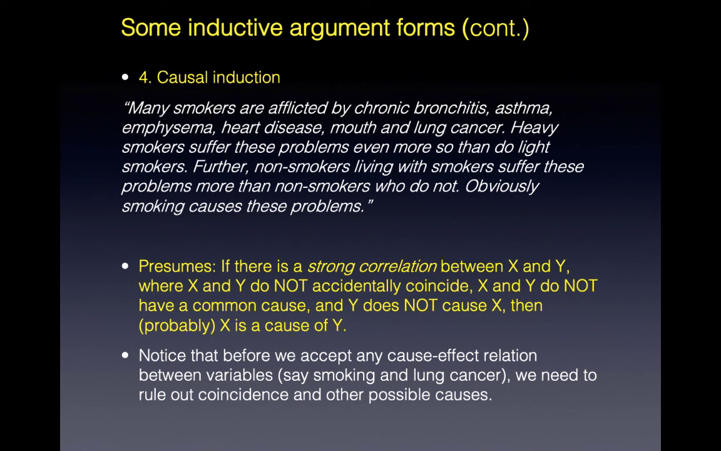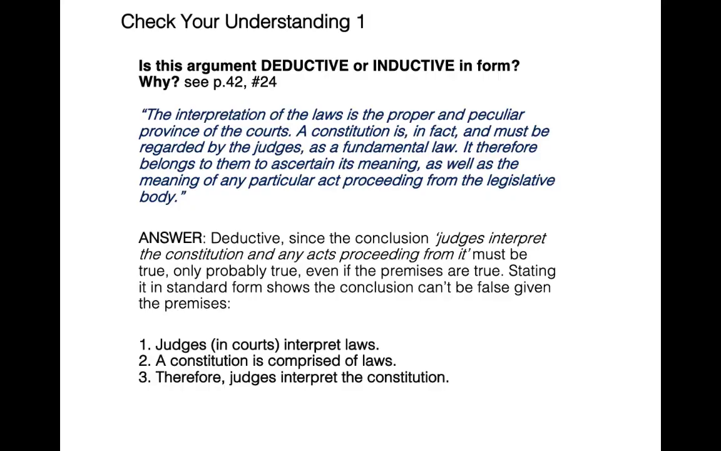What we can do, though, is start thinking probably X is a cause of Y as long as we are able to eliminate the other more simple explanations. This is sophisticated. I'll get back to this in chapters 10 and 11 on causal reasoning and scientific reasoning. Notice that before we accept any cause-effect relation between variables, say smoking and lung cancer, we need to rule out coincidence and other possible causes.